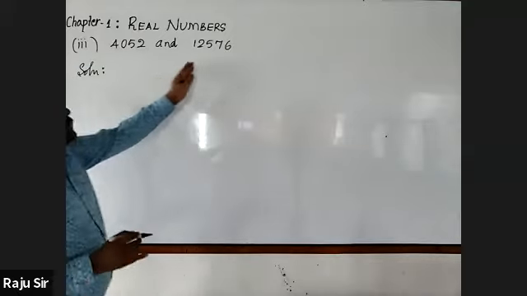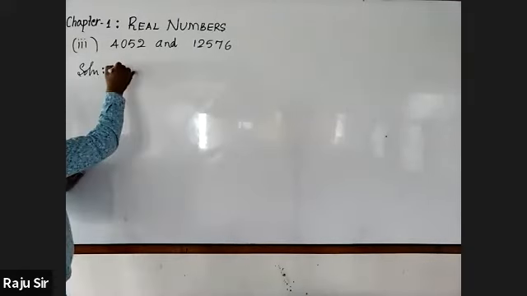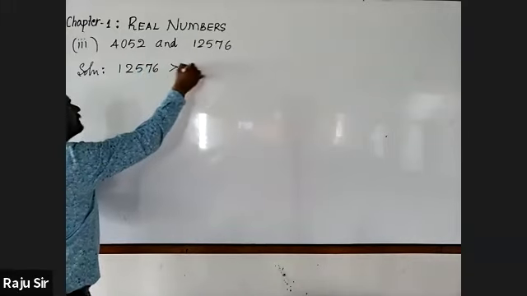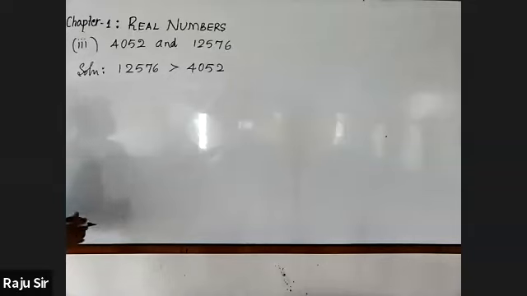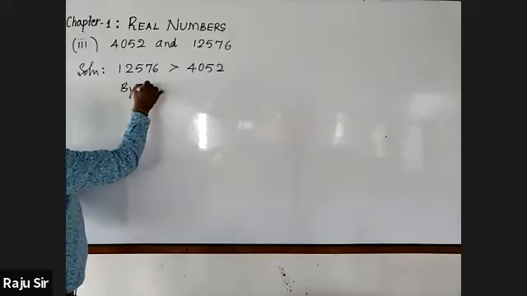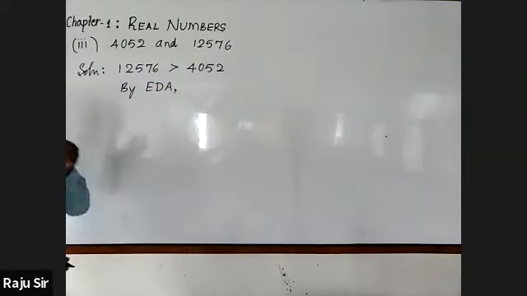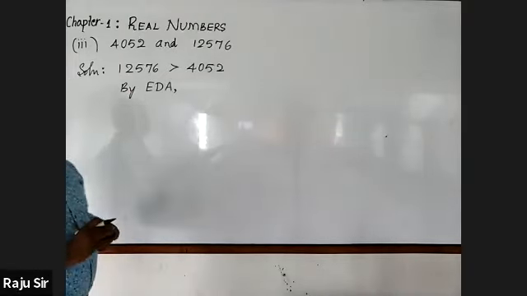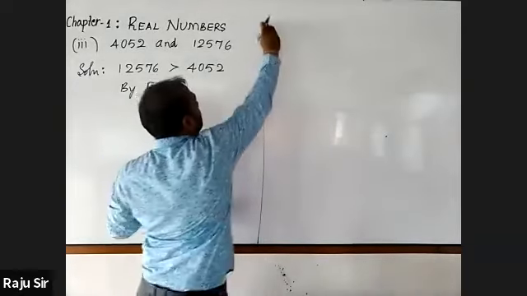Solution. Here, the greater number is 12,576. 12,576 is greater than 4,052. To find out the HCF of these two numbers, we are going to apply Euclid's division algorithm. According to that, these two numbers should be expressed in the form of a equals bq plus r. Here I am using the working column.